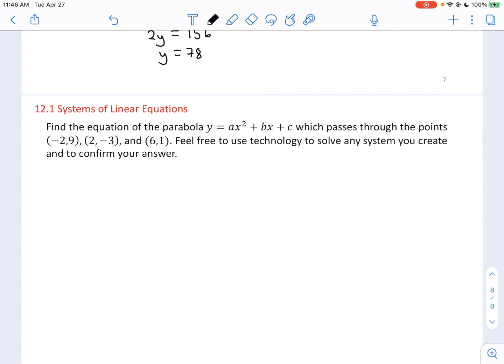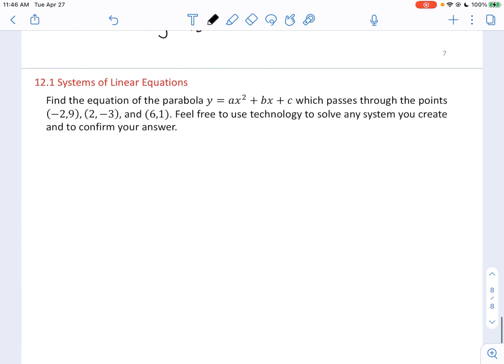Find the equation of the parabola, y equals ax squared plus bx plus c. So this means find a, b, and c essentially, which passes through the points and 3 points are given. Feel free to use technology to solve any system you create and to confirm your answer. So let's just focus on creating the system, and then I'm going to use something called Wolfram Alpha to solve the system. So whatever a, b, and c are, they have to be such that when you plug in these points, you get true statements.